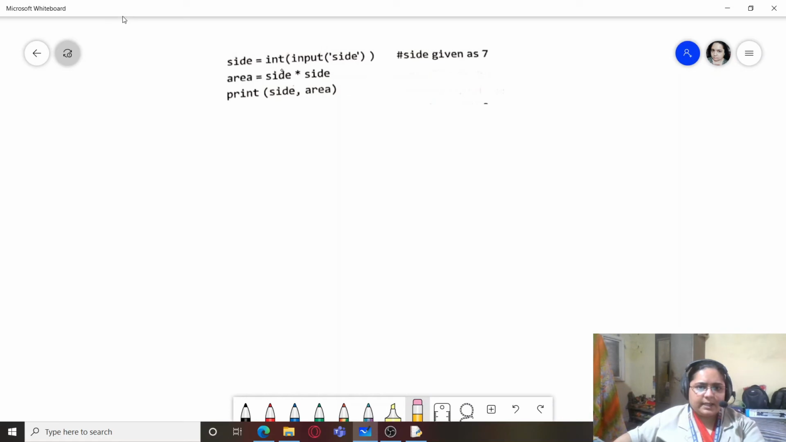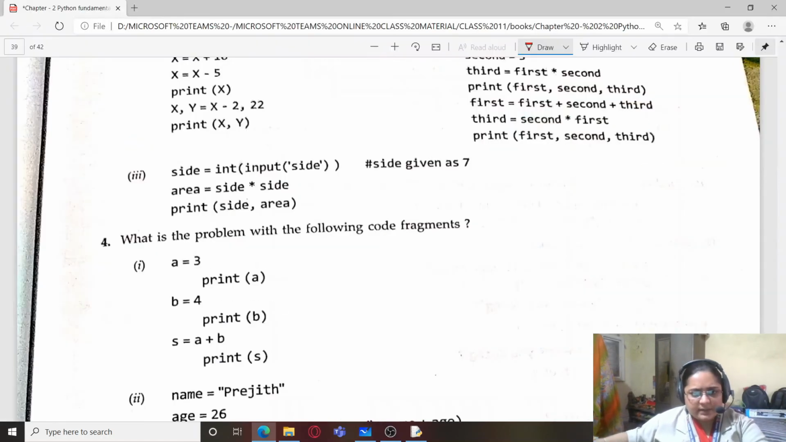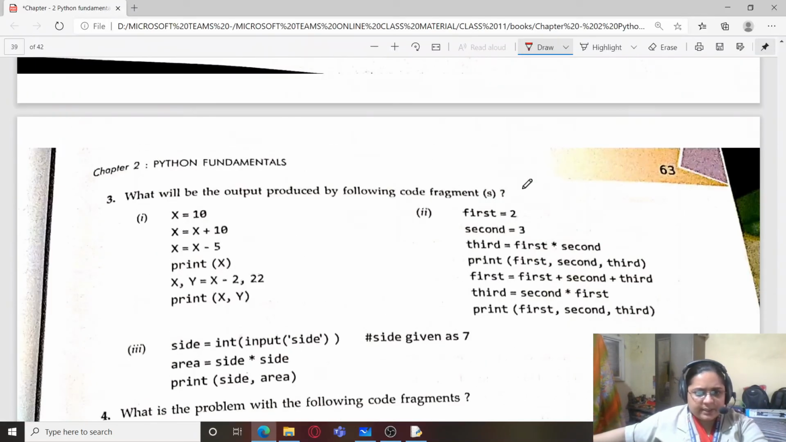side equals int input side. So we are asking for the value of side from the user. Suppose user gives the side as 5. Area equals side into side, that is 5 multiplied by 5, 25. Print side comma area. So side is 5 and area is 25. So 5 space 25. Let us just read this.